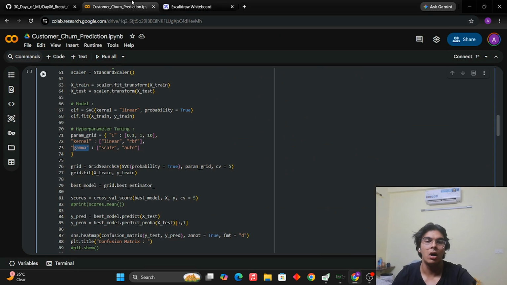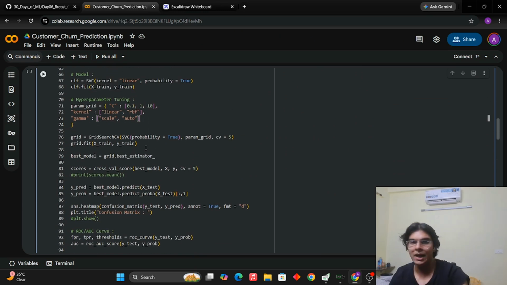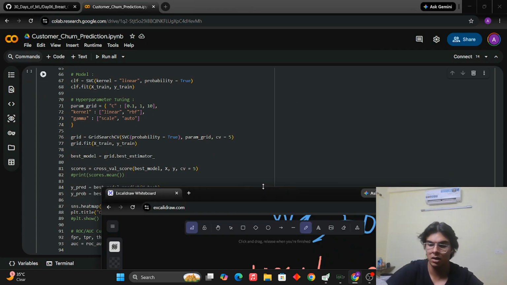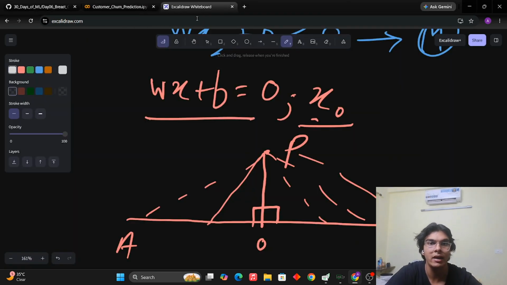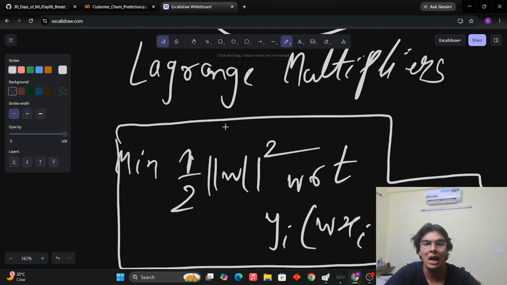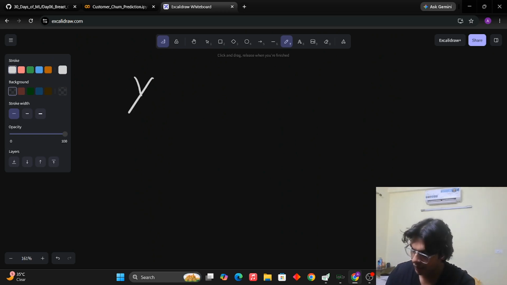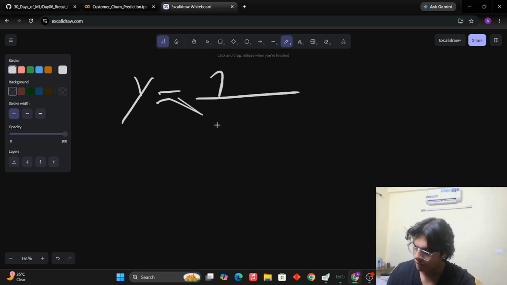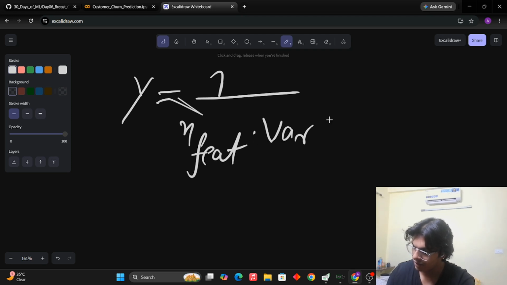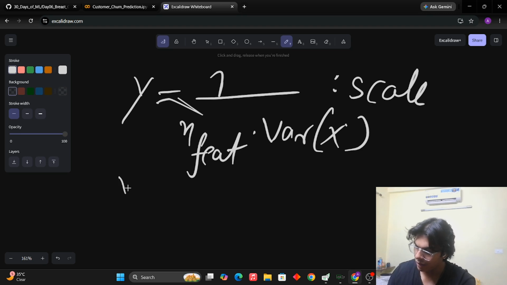Okay. Now, coming back to the code, you can see gamma has two values, scale and auto. Scale and auto is different. It is just a way that we use to calculate the gamma values. So there are two ways to calculate the gamma values. You can check it out if you want to. Gamma can be calculated like this. This is the formula which is running in the background when you calculate gamma. This is what happens when you take gamma equals to scale. And when you take gamma equals to auto, this happens.